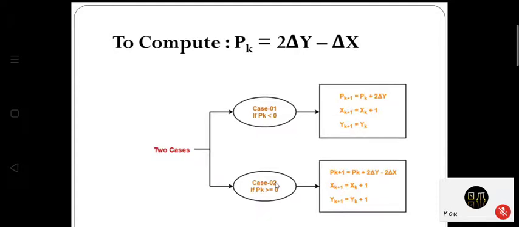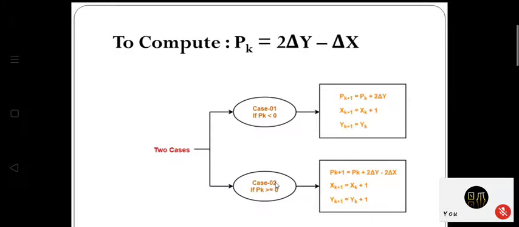So what will be the two conditions? If your decision parameter is less than 0, that means you obtain a negative value, how would the x and y values be computed? Along with that, you will also have to compute the next decision parameter. So three things you will be computing. If the decision parameter is negative, the first thing you compute is the decision parameter for the next point. It will be the previous decision parameter plus 2 delta y.